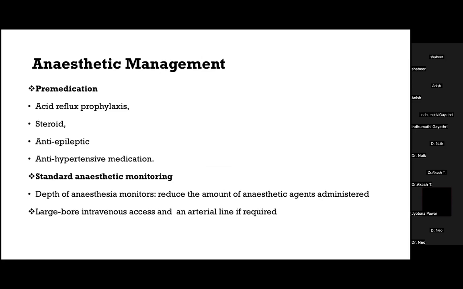Acid reflux prophylaxis, steroids, anti-epileptic, and antihypertensive medications are administered in the preoperative period. The standard ASA monitors are used. Depth of anesthesia monitoring will help us in reducing the amount of anesthetic agents administered, so it's easier to awaken the patient early. Large bore intravenous access is required, and if required, sometimes even an arterial line can be put.